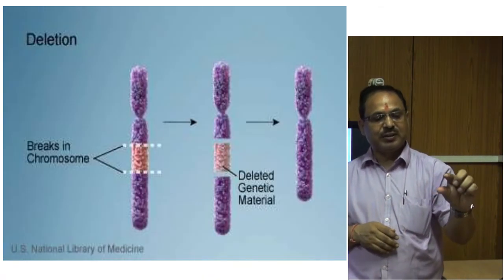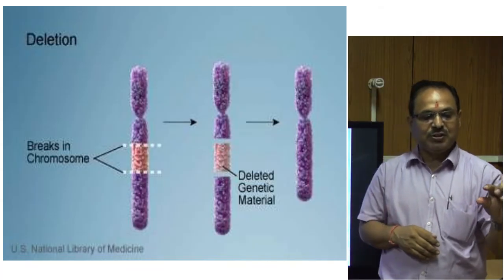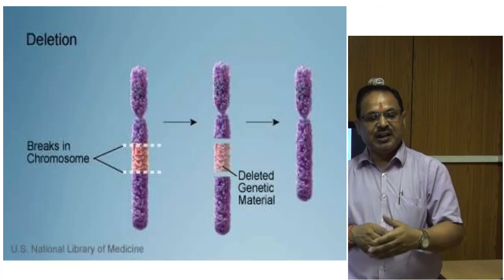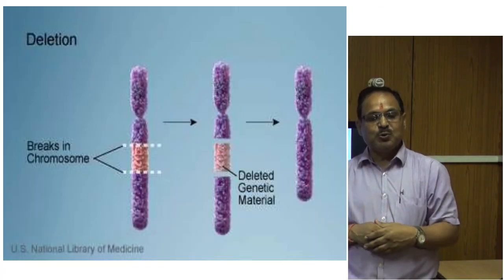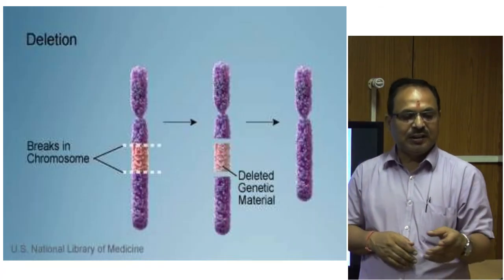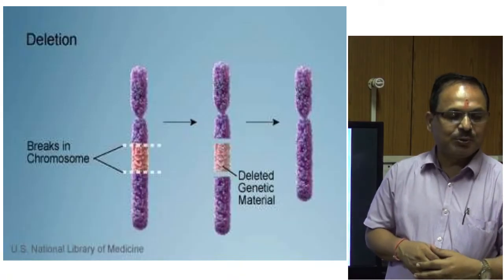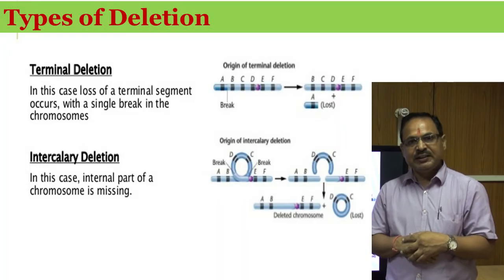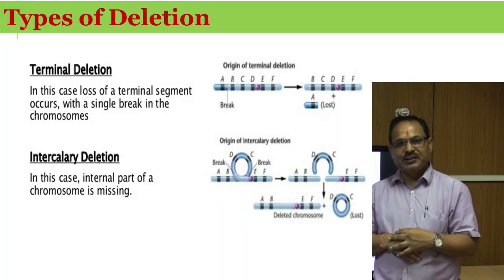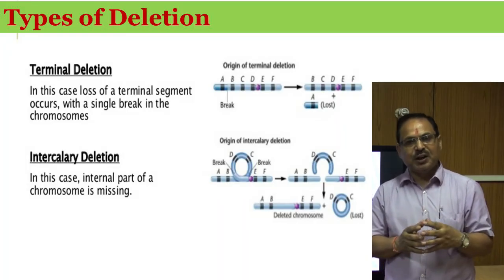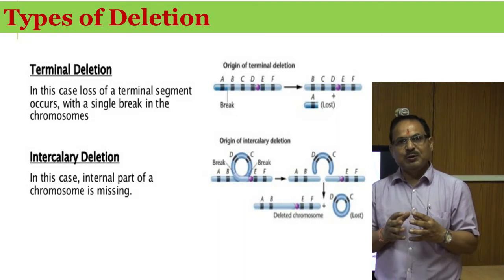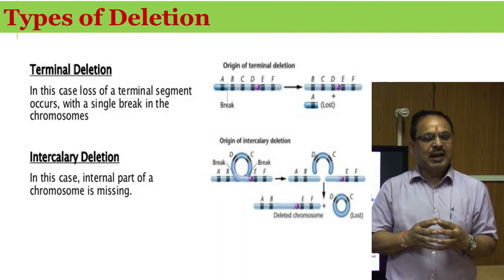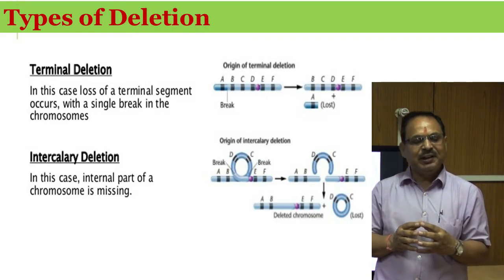segment of this chromosome is deleted, and you can see here that the resulting chromosome is shorter in length compared to the normal one. So there are different types of deletions. It depends upon the removal of the chromosomal segment from the normal chromosome, that may be the terminal deletions.